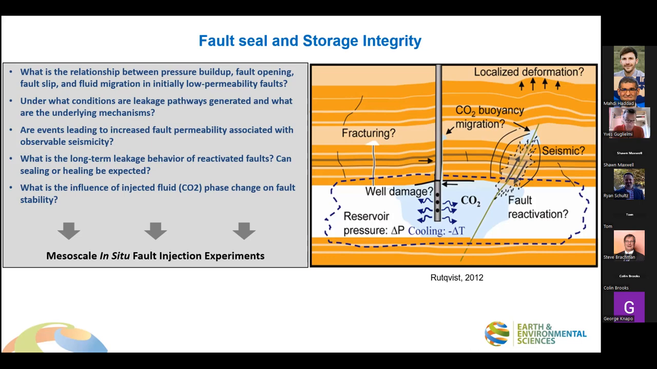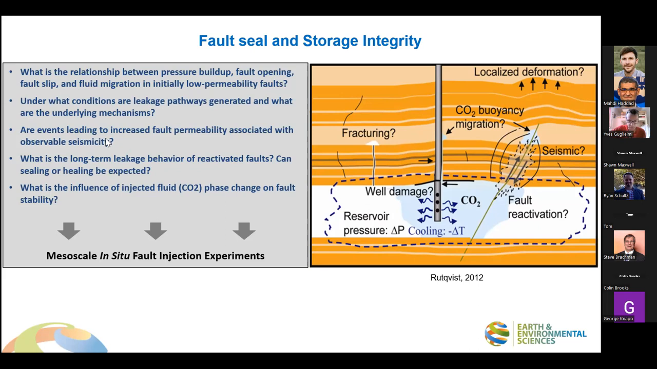And finally, but not least, we are talking about injecting complex fluids, not only water, but for example CO2 dissolved in water with, as we know, very versatile changes in the phase of the CO2. Is it possible that a phase change of CO2, for example, can modify the fault stability also? So we try to go through these kinds of questions, not trying to discuss that, but show you some results we have so far.